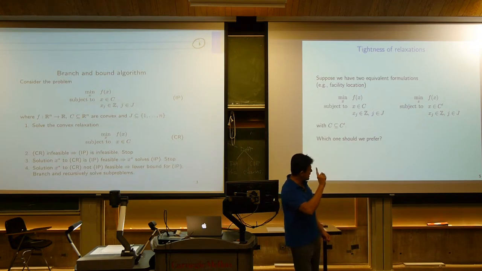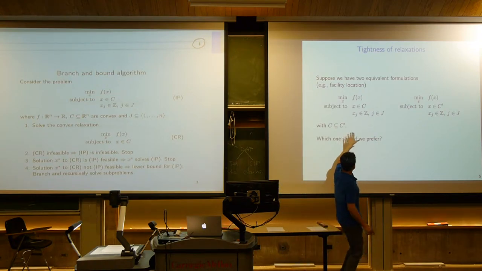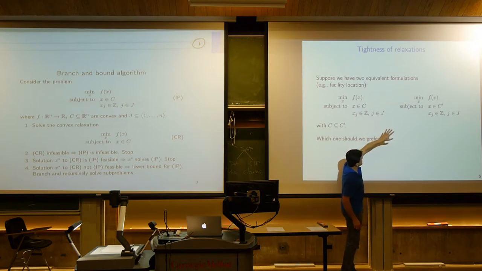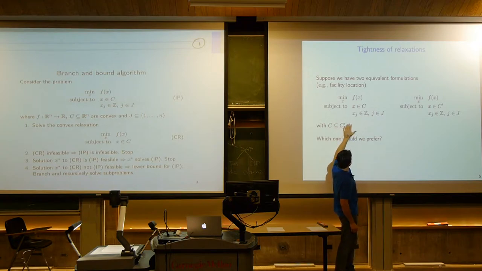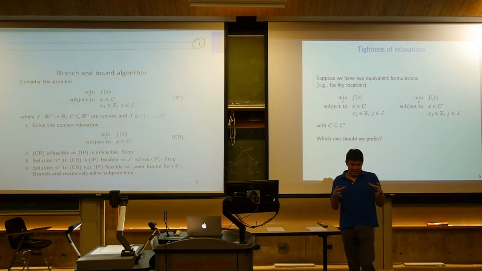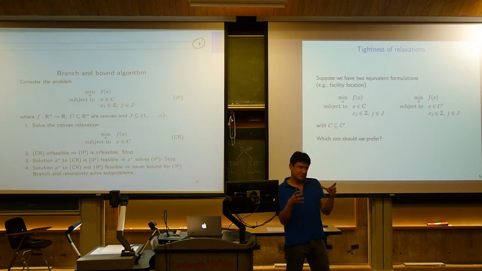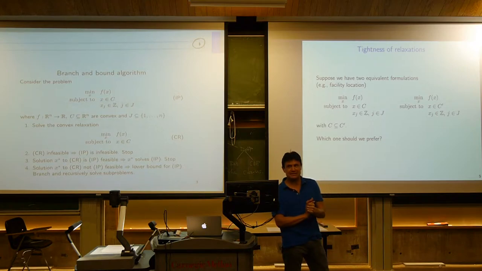Okay, so if you think about the underlying convex relaxation, the one that has more constraints means that the convex relaxation's feasible set is going to be smaller, because it had more constraints.